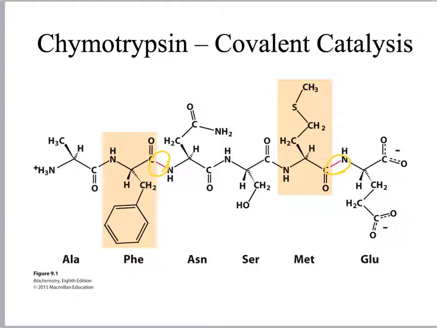Now chymotrypsin, as we said, utilizes covalent catalysis. This means that the active site contains a powerful nucleophile, and that nucleophile is going to form a temporary covalent bond with the peptide substrate.